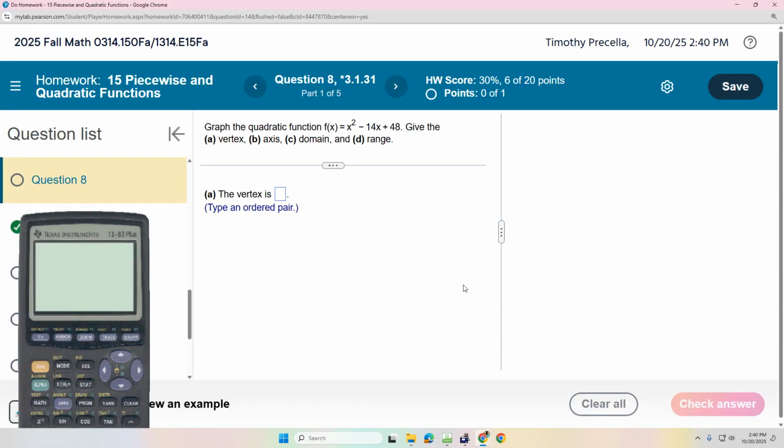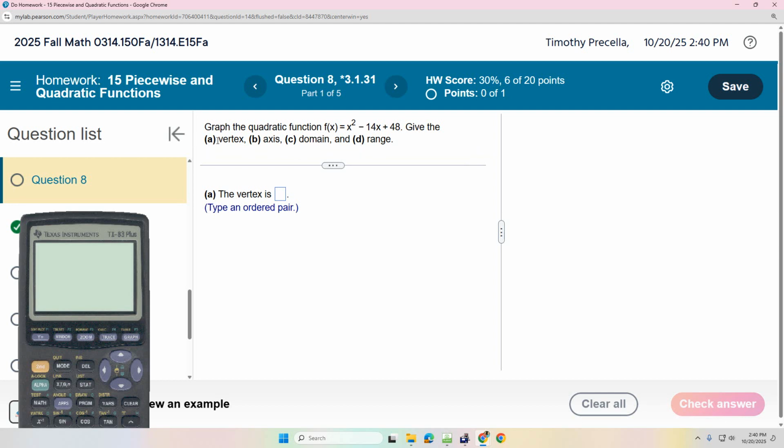Look at number 8. f of x equals x squared minus 14x plus 48. Oh, I like this one. This illustrates that you can't always just plug in 0 as the second number. Even though 0 is always in the domain, we can't always just use 0. You have to be careful what number you choose for the secondary point.